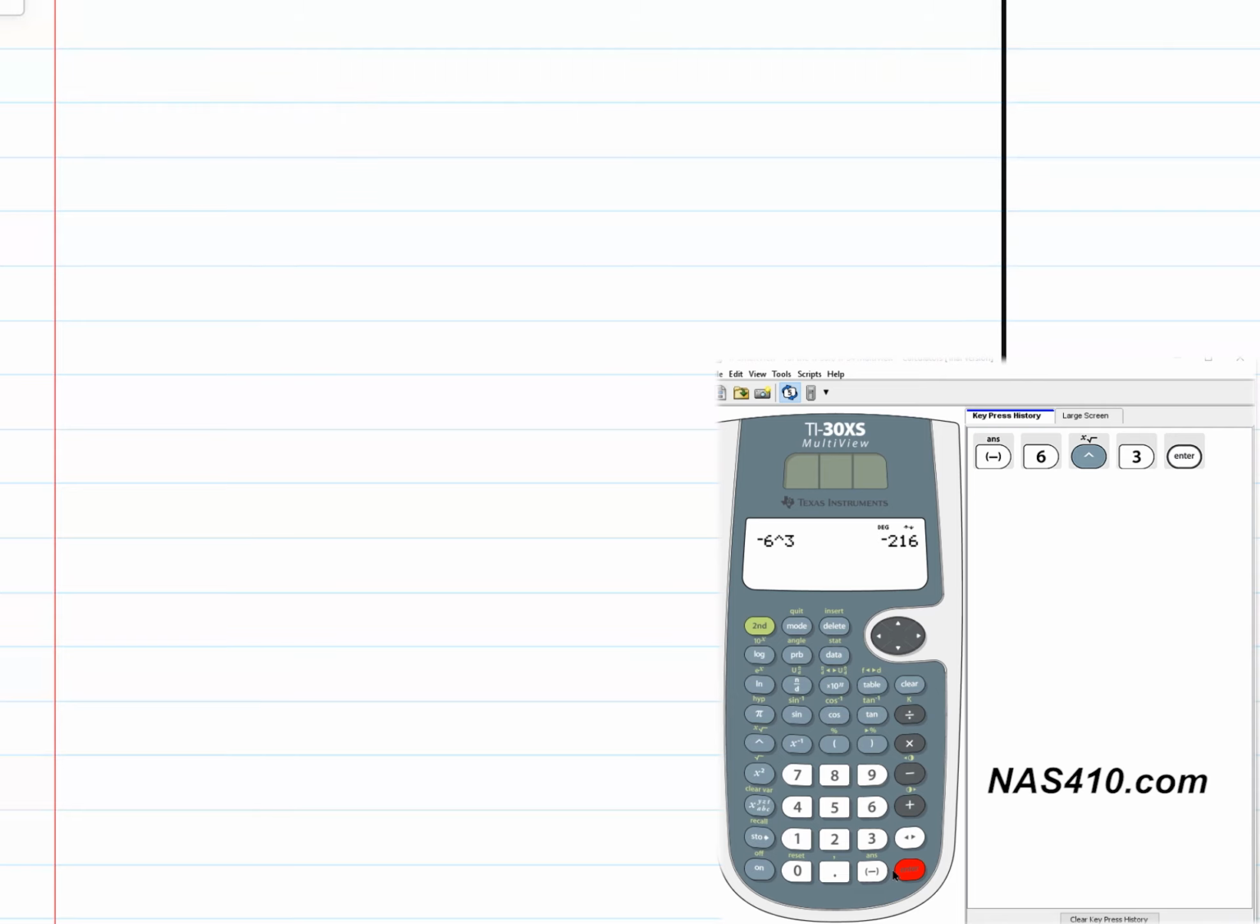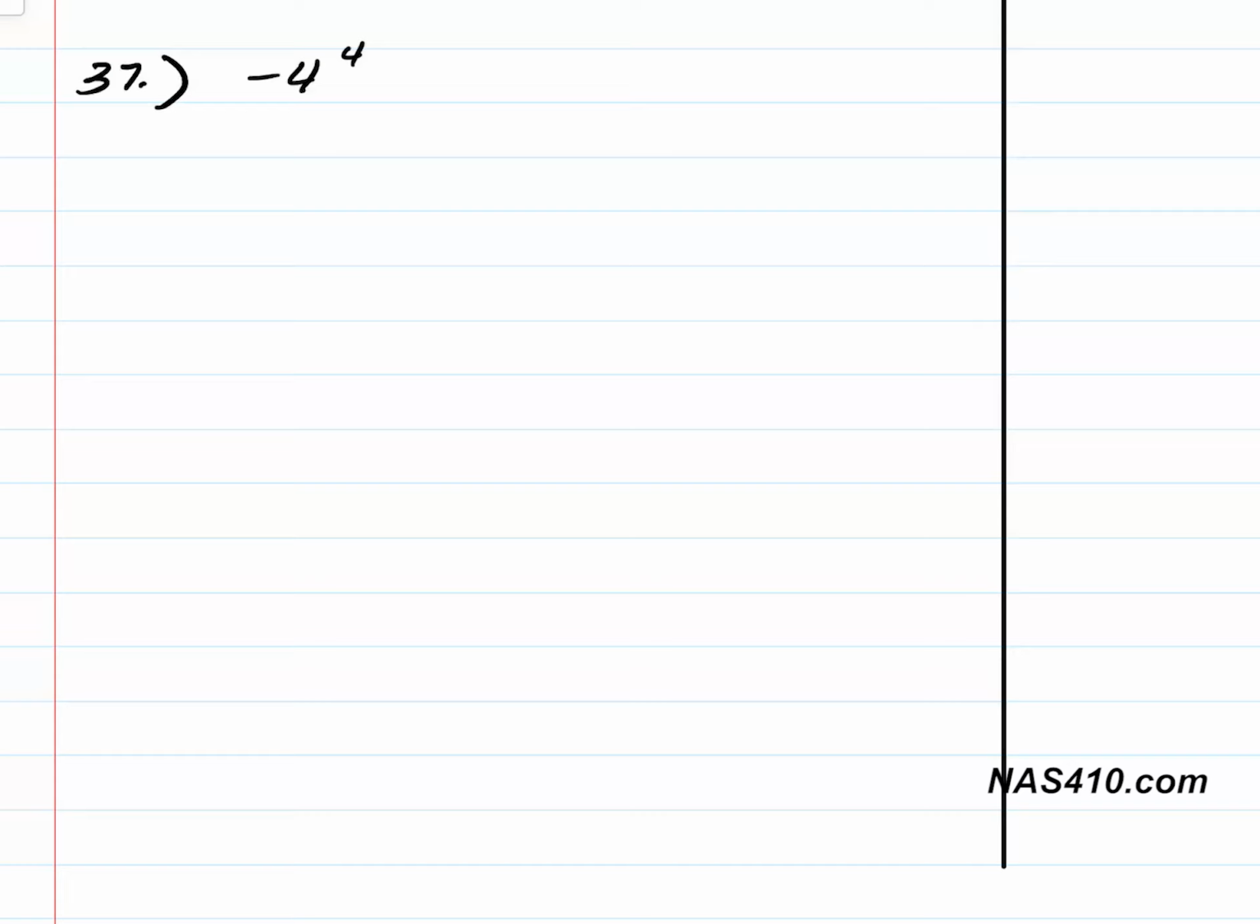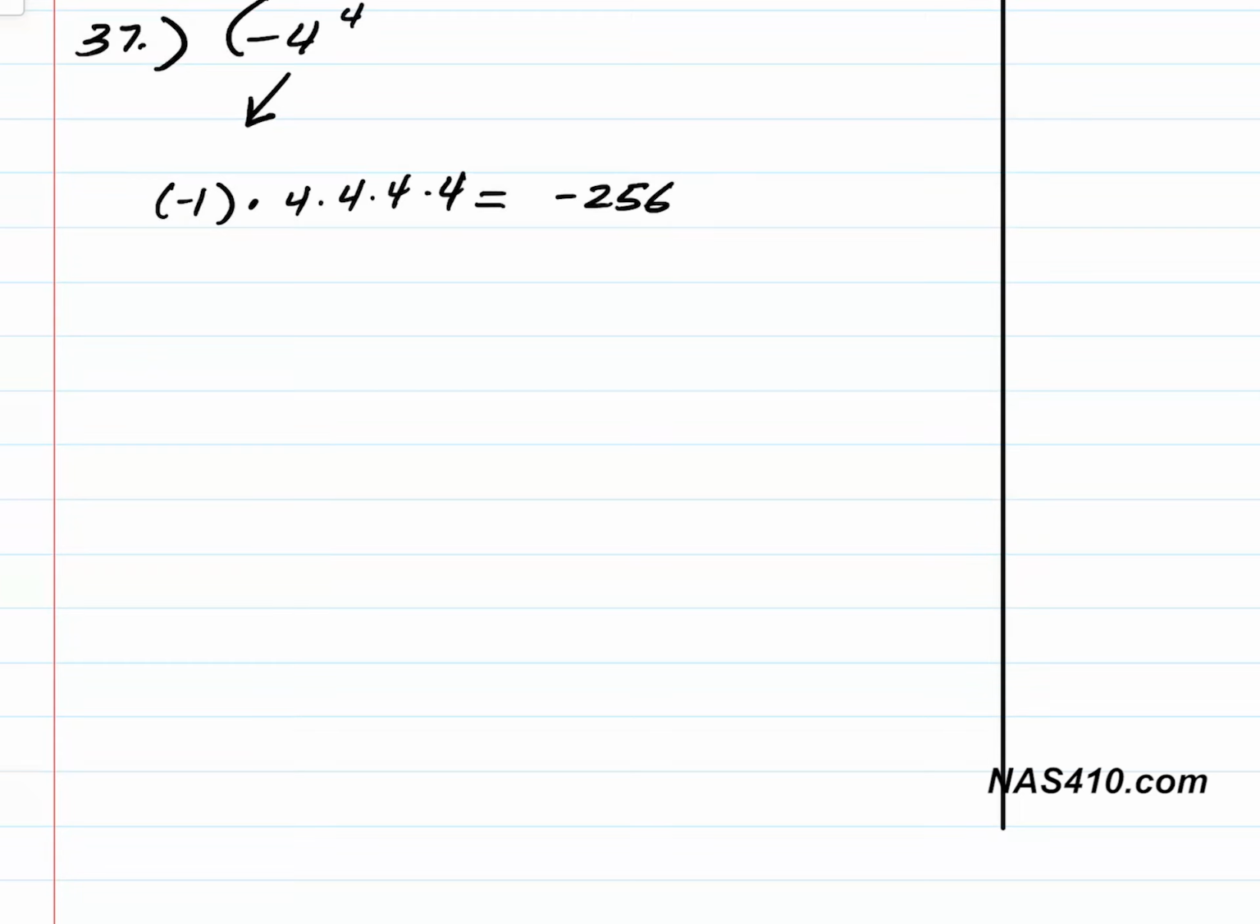Okay, number 37, I have -4 to the 4th. Now remember the rule I just told you, because depending on how you do this, you could get 2 different answers. Okay, let's look at it the right way, the way we're supposed to look at it. This is essentially like saying -1 times 4 times 4 times 4 times 4. Okay, and when I do this math, what I end up with is -256, right?